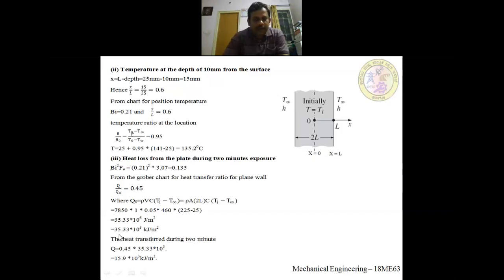That is Q naught. We want the heat loss during 2 minutes exposure, so Q by Q naught is 0.45. So 0.45 into Q naught. Q naught we have calculated, that is 35.33 into 10 to the power of 3. You are going to get 15.9 into 10 to the power of 3 kilojoules per meter square.